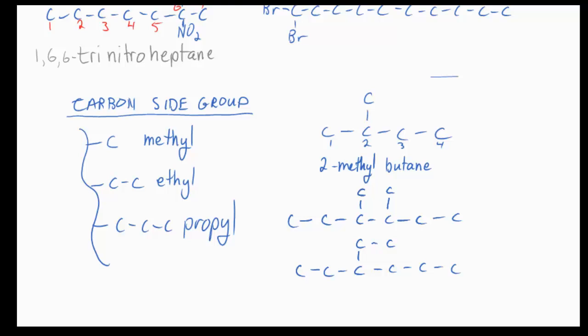The first one has a couple of methyl groups. It is dimethyl on carbons 3 and 4, whereas the second one has an ethyl group. Note the difference. That's it.